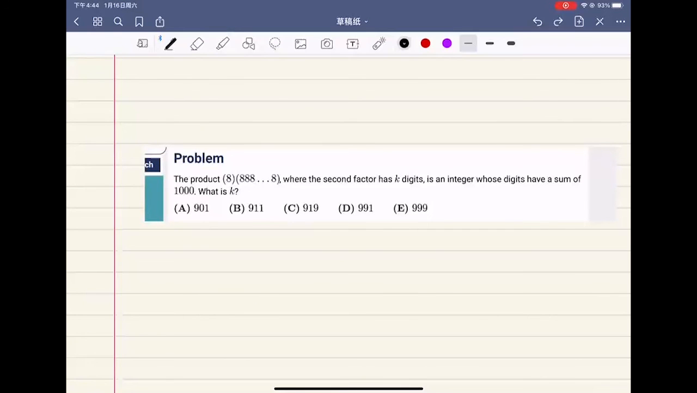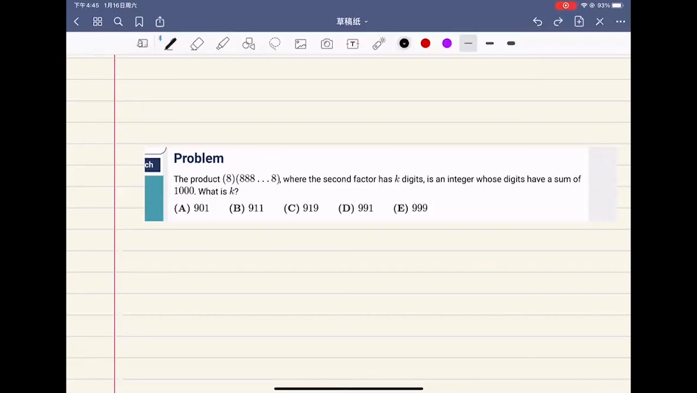So the second factor is this A and keep going. That's the second factor. K digits means there's K A's here. So if K equals 5, then there's 5 A's. And then they're telling you that those A's added together equal 1,000. Is that what they're asking? That's impossible. No, that's possible. Like 120, all A's added together, right?